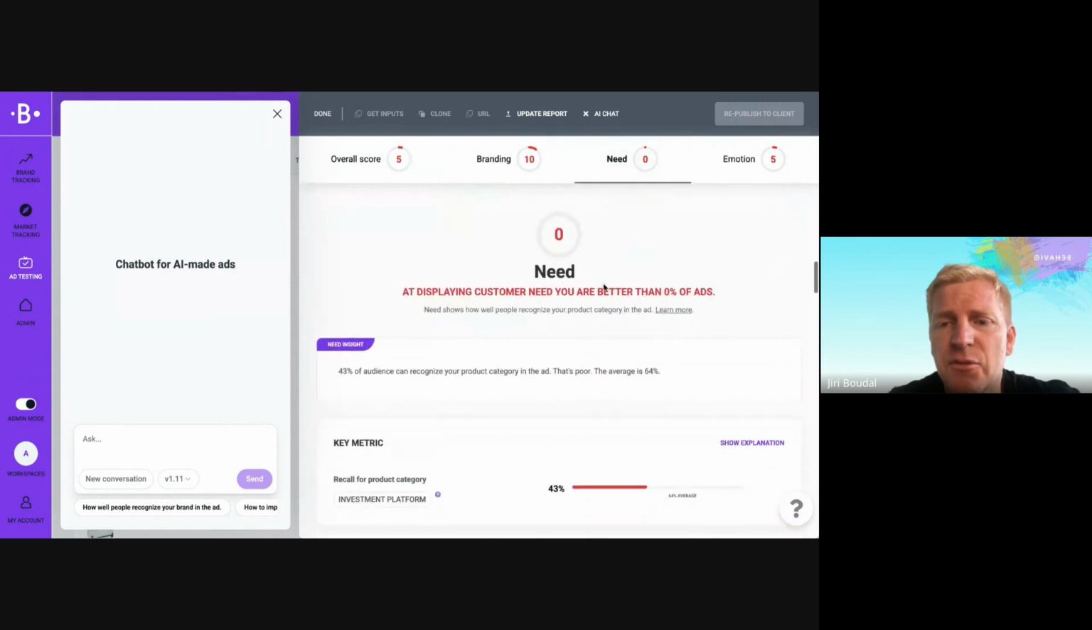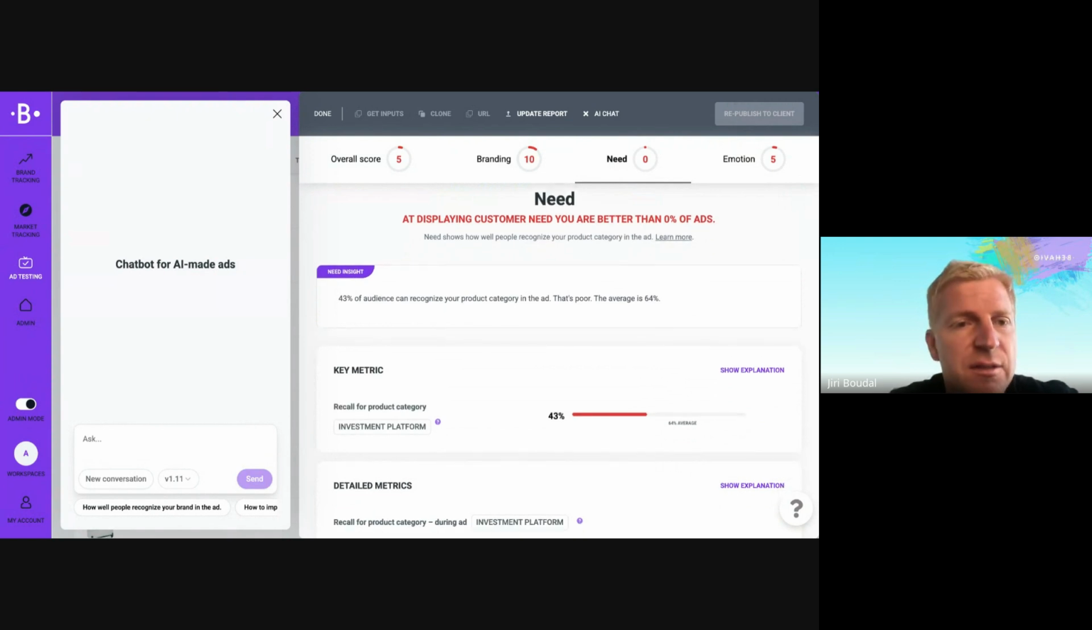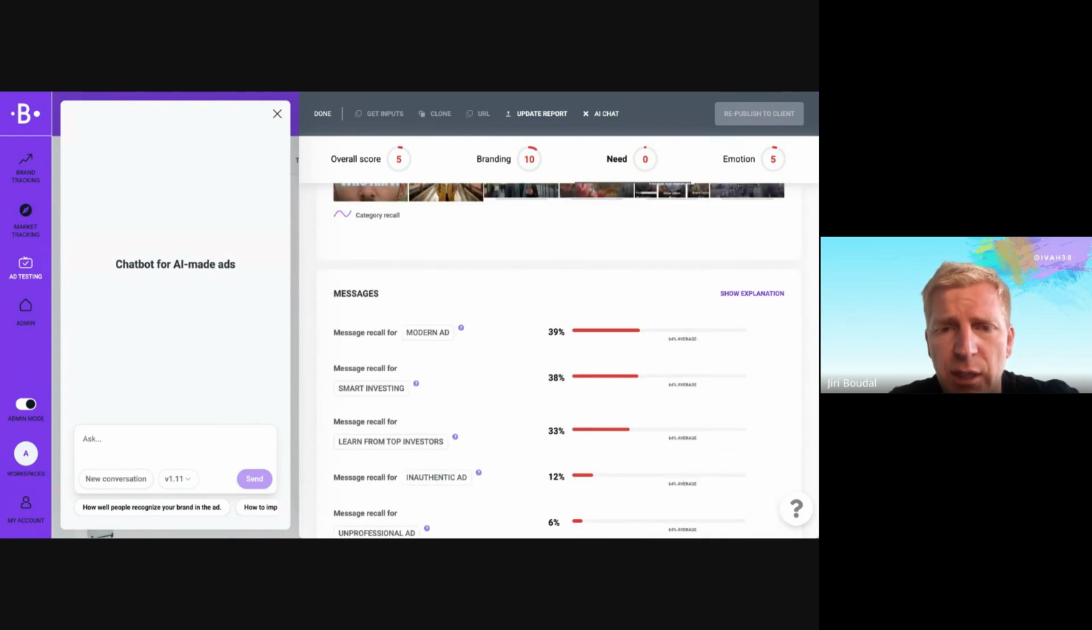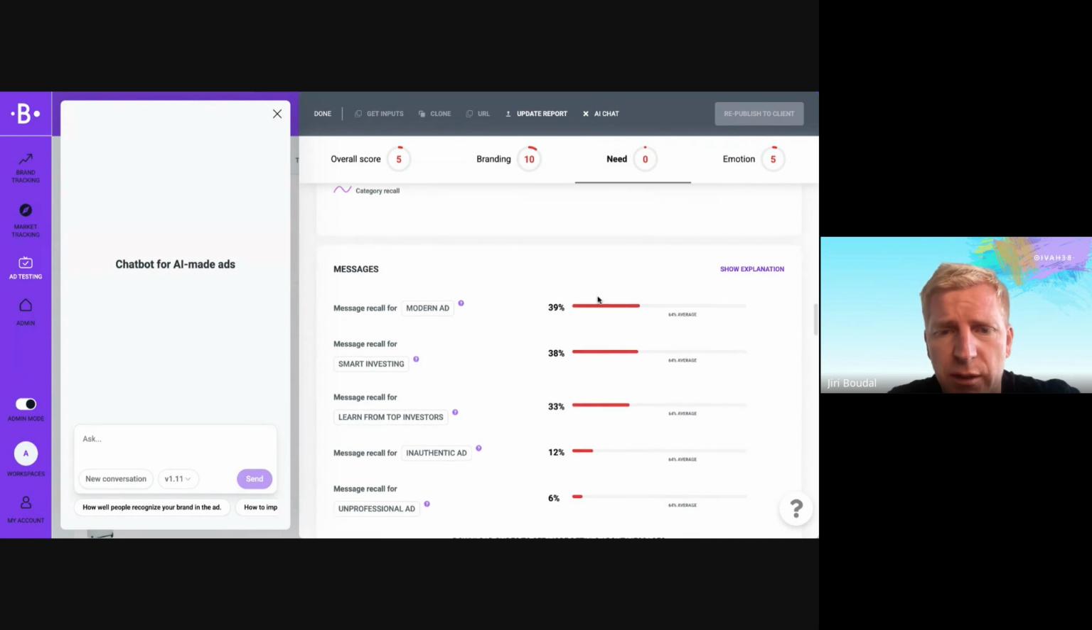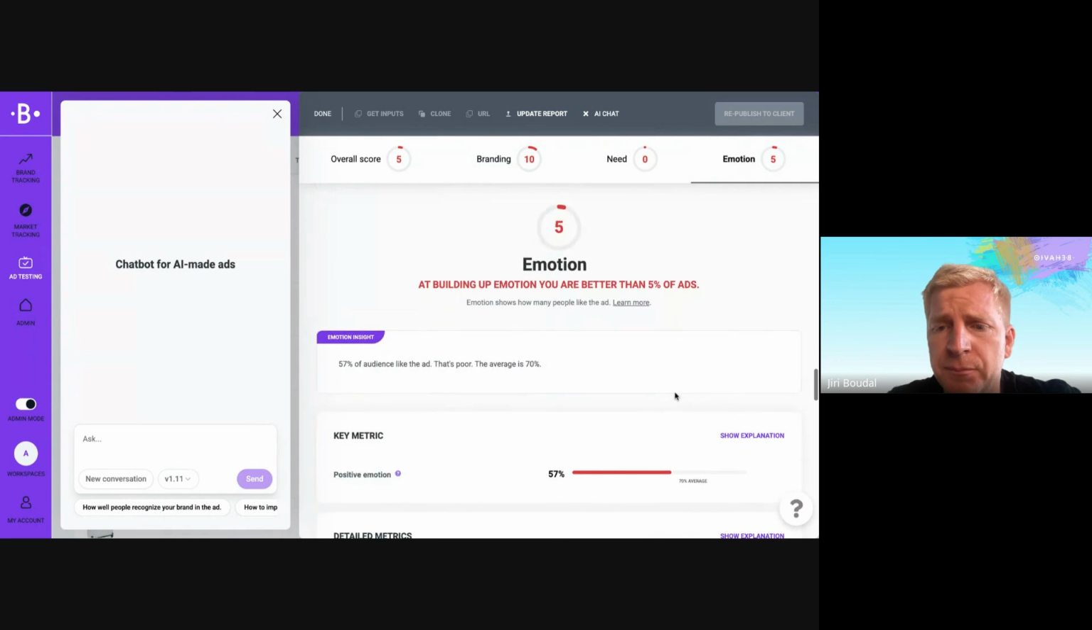The need, it's really just 43% of people could tell the category that is investment platform, which is one of the worst results we've ever measured. And it's not much better with the other associations here. Let's go to the emotion.